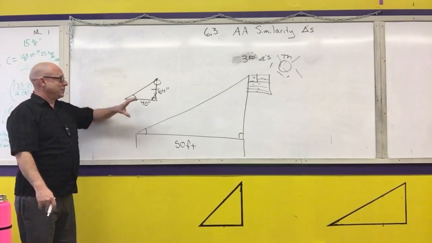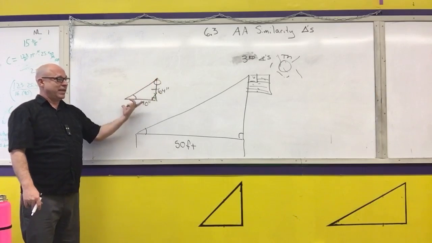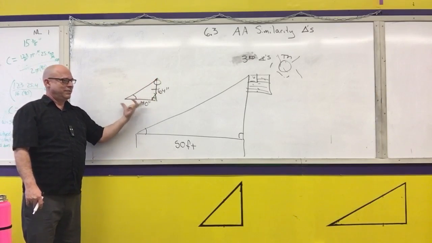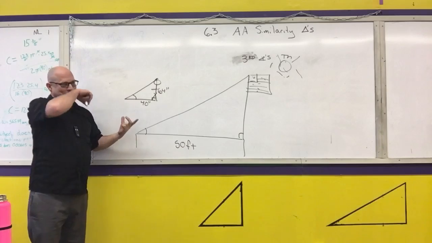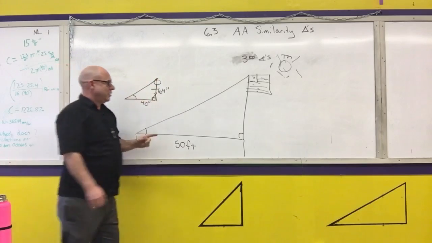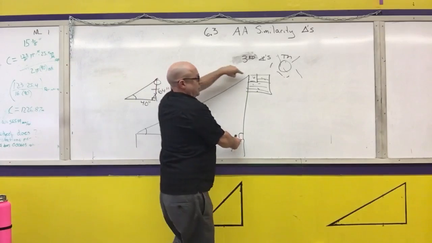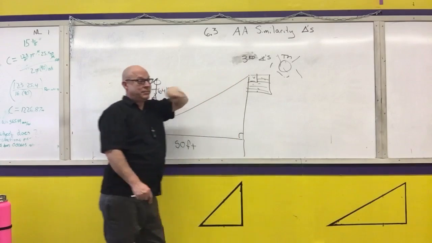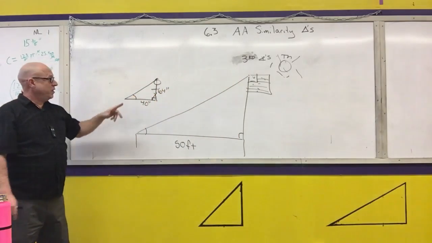Okay, it's a Haley. So you've got 5'4" casting a 40-inch shadow. This thing is 50 feet, and we want to know how tall it is. Okay. What do we know about this?